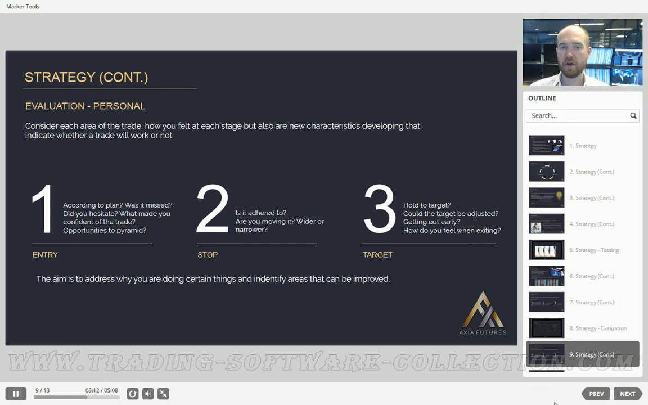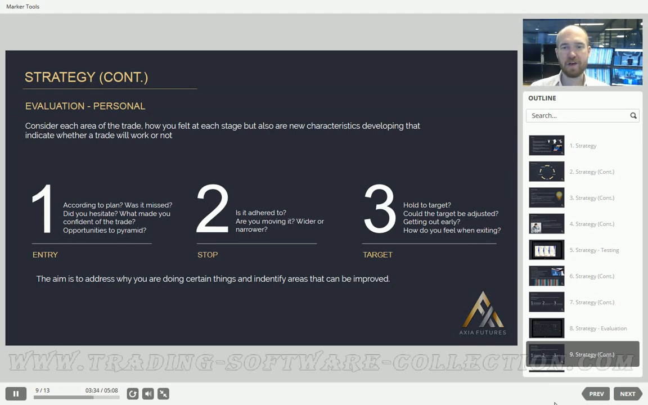Or are you doing the opposite, and as it goes offside, you've got a denial element and you're not stopping out of the trade because you don't want to take the loss? So you've got to look at both sides of it. Are there any characteristics in the build up to the trade that's changing that? And if so, you've got to address that side of it. And again, always look at it from an improvement point of view.